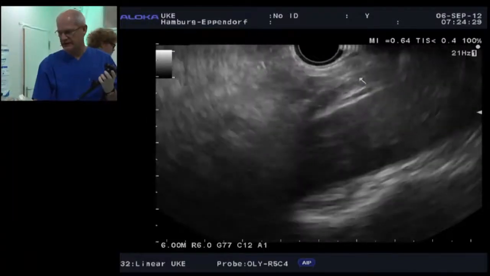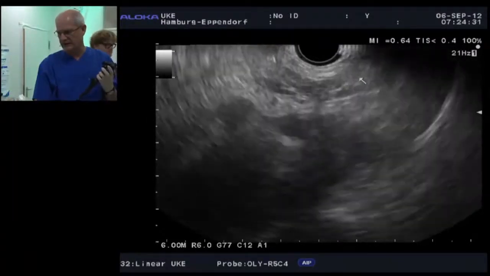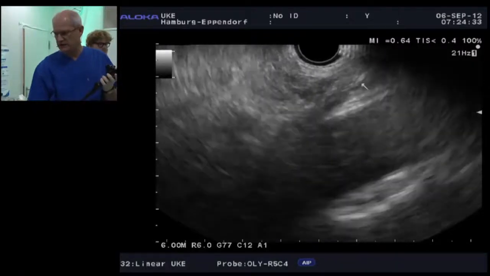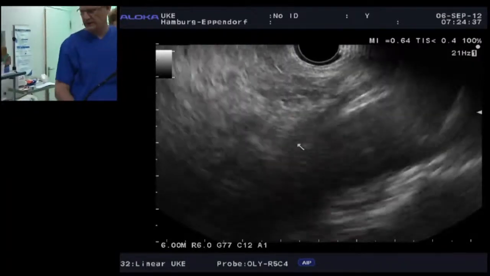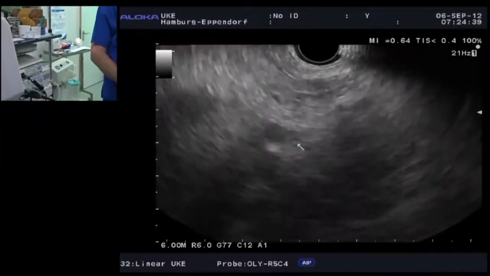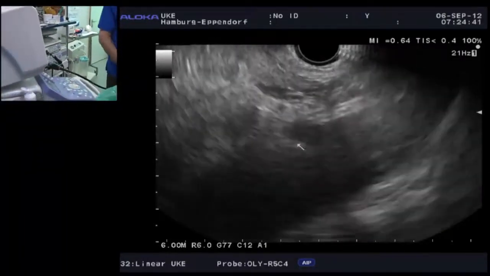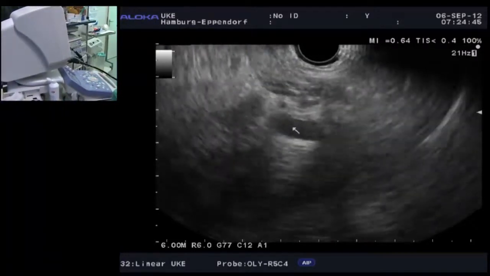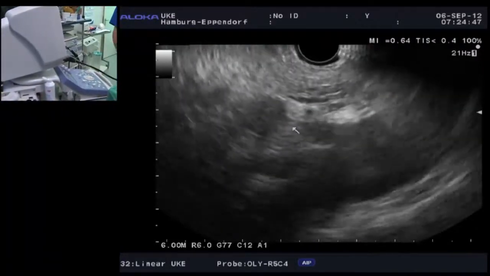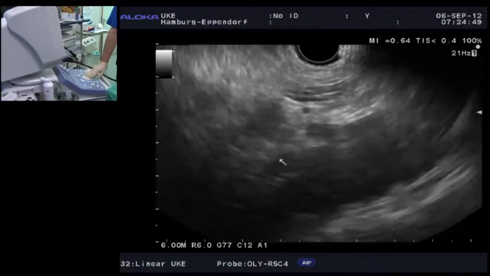So I'm just going to advance the scope. I'm torquing a little bit left and right. I think you can see the crura ends about here. And then right in this area, you will see the celiac artery take off. So here is the celiac artery. I'm going to push in just a little bit. And then here is the SMA down here.